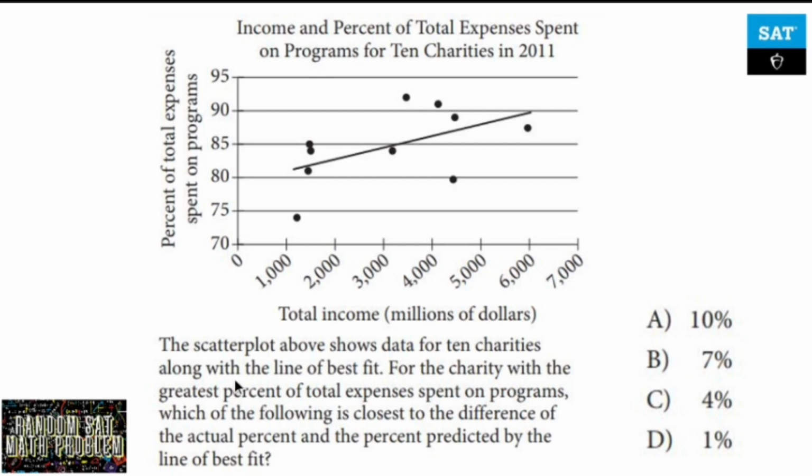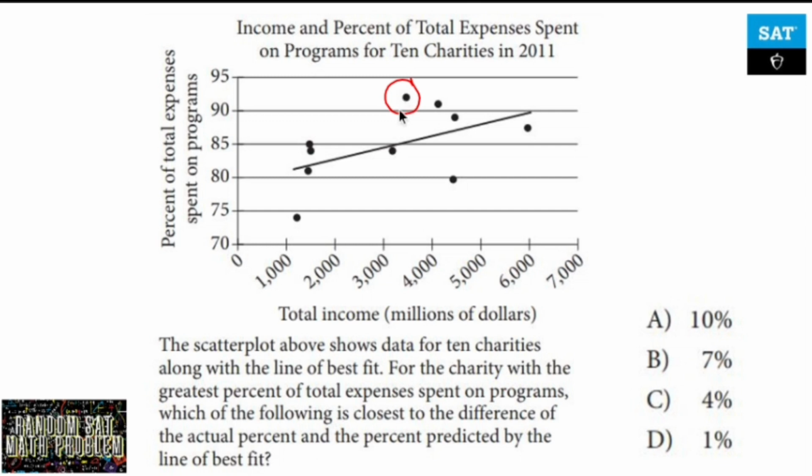For the charity with the greatest percent of total expenses spent on programs, which of the following is closest to the difference of the actual percent, which is that dot right there, and the percent predicted by the line of best fit? This is so poorly worded, it makes me sick. But what are you going to do?